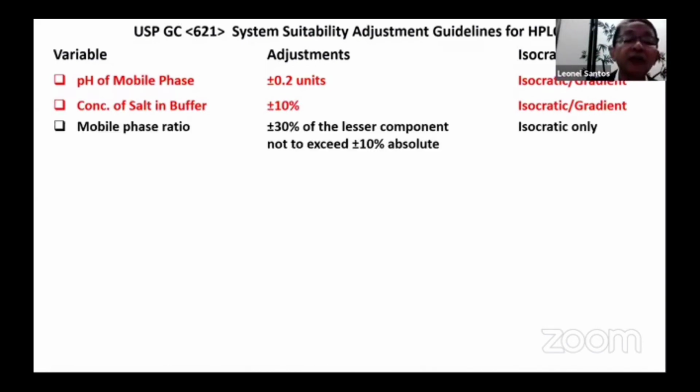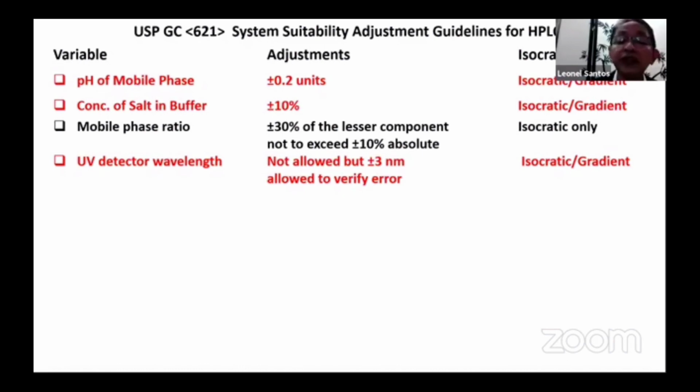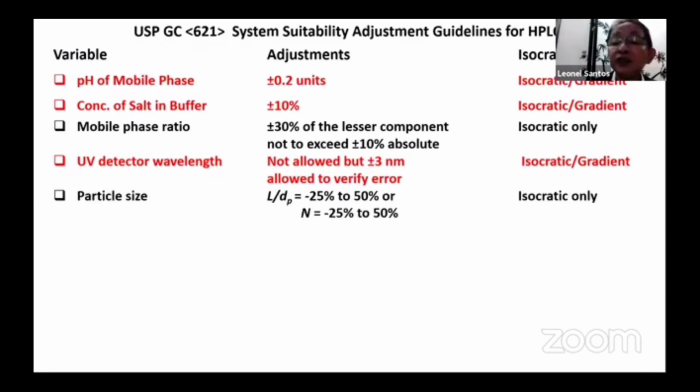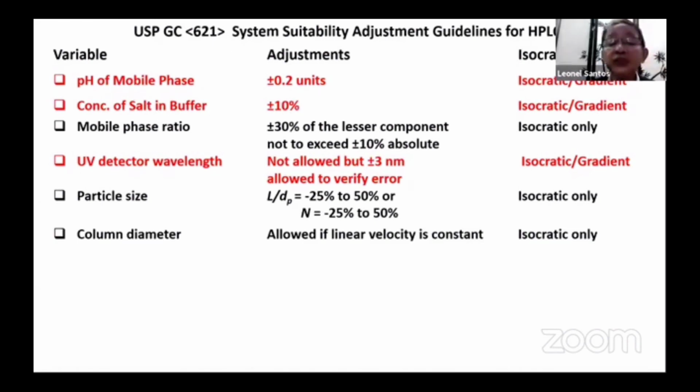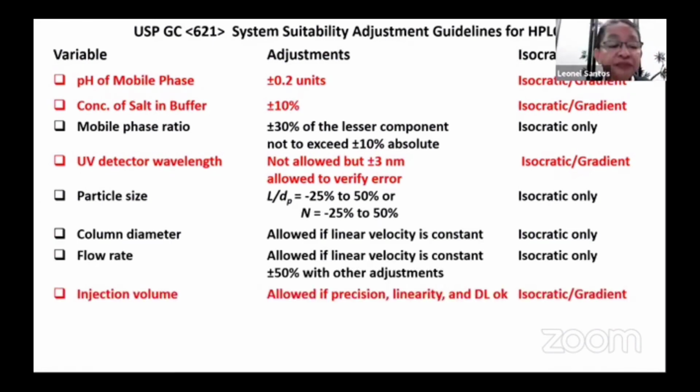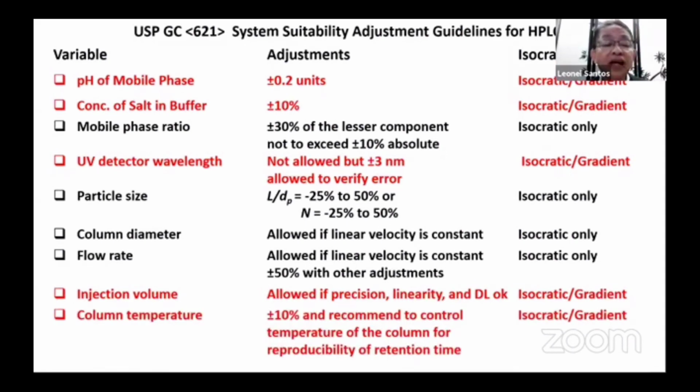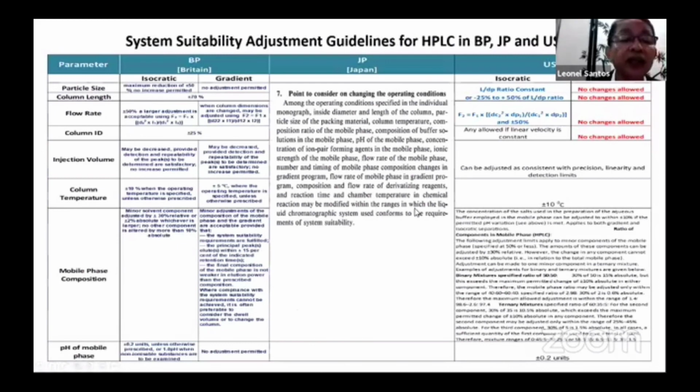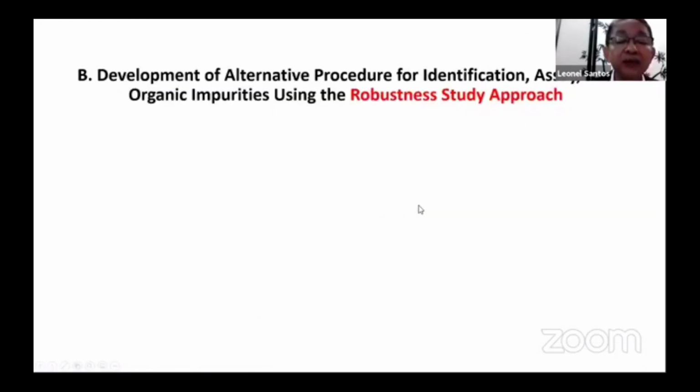So again, I mentioned to you earlier that you have to pay attention whether your system is isocratic or gradient, because some of them are only limited to an isocratic system. So I showed you this slide earlier, but this is more on the allowable adjustments, and then I'm highlighting for only those systems that are isocratic and isocratic or gradient. There is a difference between system suitability adjustment between different pharmacopoeias.